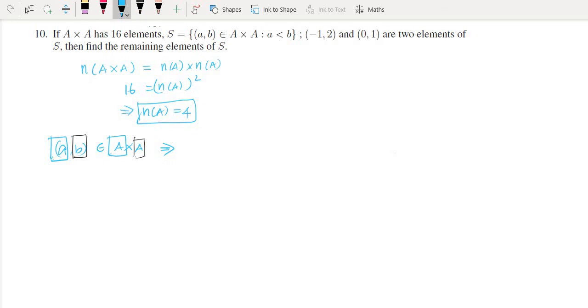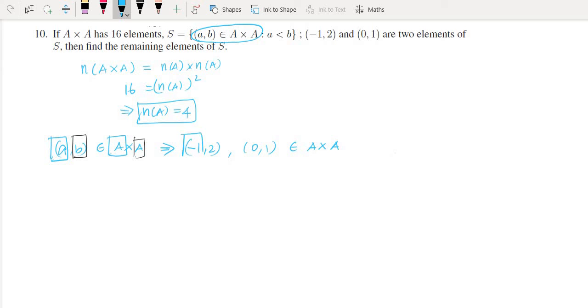So as (-1, 2) and (0, 1) are from A cross A, because if you collect some of the elements from A cross A, that will form the set S. So anyhow, if S has an element, obviously that is from A cross A. S is a subset of A cross A here. So these two elements are from S and S is a subset of A cross A. So these two elements will be in A cross A as well.